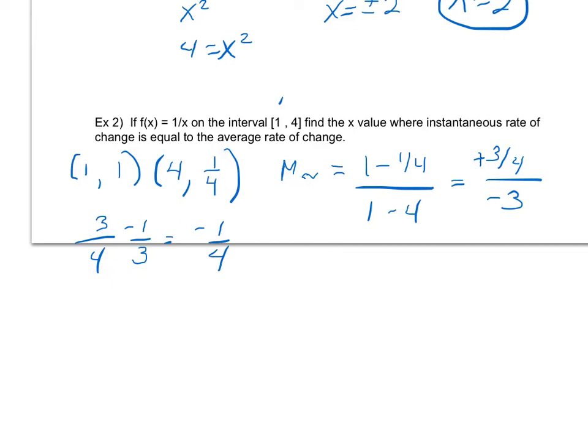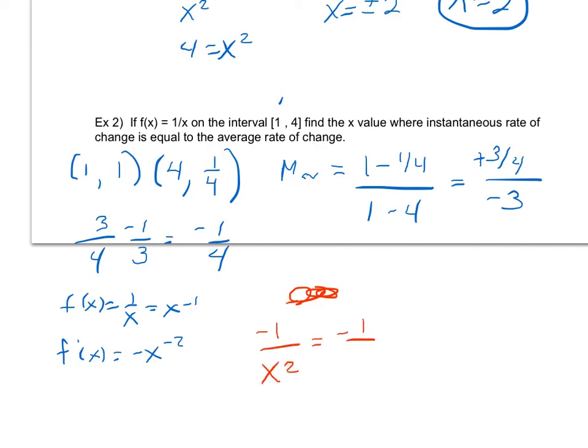So I want to find out, when does my derivative equal that? Well, if f of x equals 1 over x, or x to the negative 1, then f prime of x will equal negative x to the negative 2. So I need to find out, when does negative, let's move that negative 2 to the bottom, when does negative 1 over x squared equal negative 1/4?